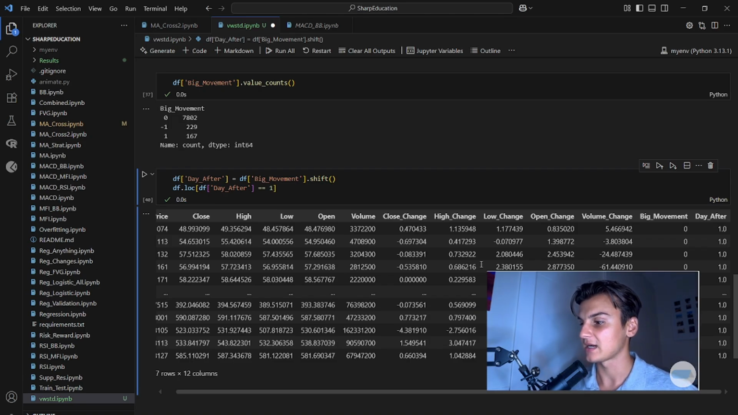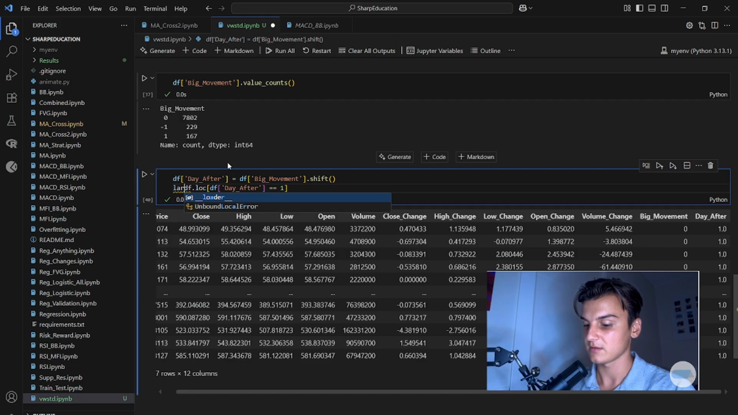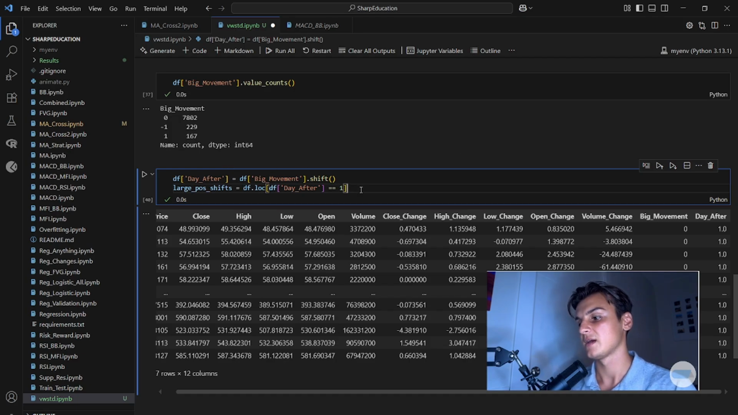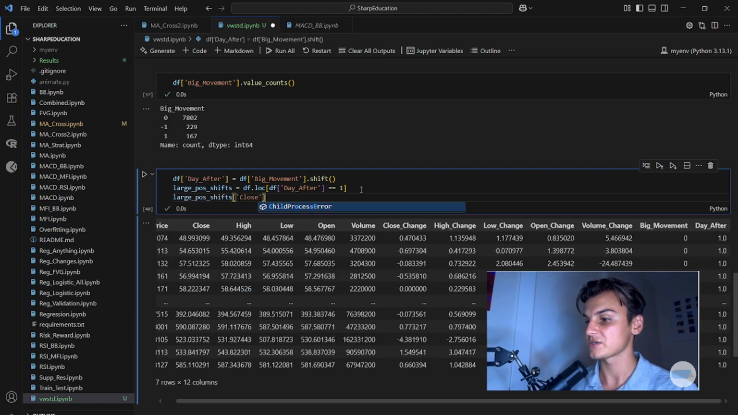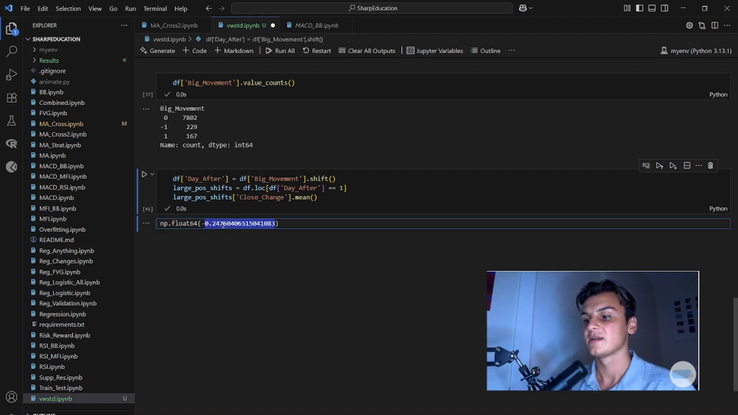What that means is I can look at the average close change on this day by just taking, so let's do, large positive shifts, it's going to equal this, and then we're going to do large positive shifts close change dot mean and see what that gives us. Huh. So after a really big positive shift, we have on average a negative movement afterwards.